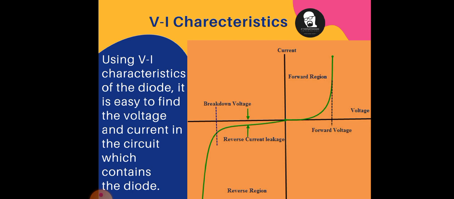And in reverse bias, as we go on increasing the reverse voltage, the current will increase very slowly, because very little recombination happens in reverse connection. So you can see that at some reverse voltage, the current will start increasing.